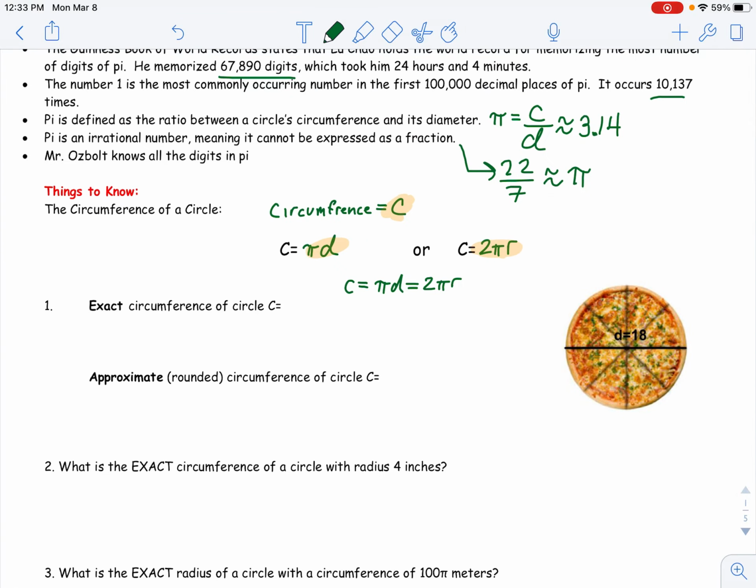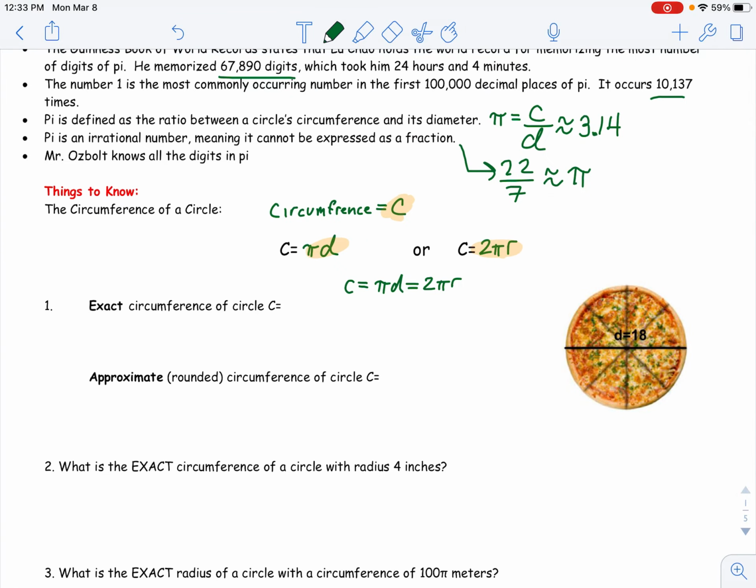Divide both sides by pi. So a circle with circumference of 100 will have a diameter of 100 over pi, which when plugged into a calculator is about 31.8. All right, and some things to know as we move forward.